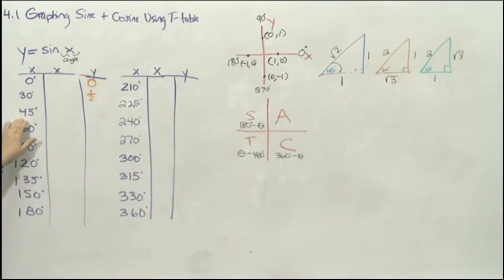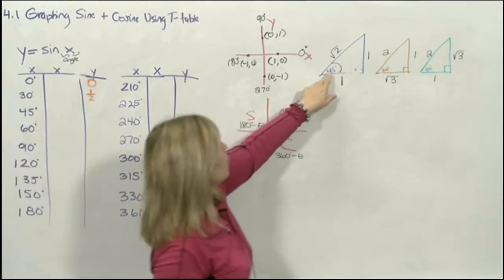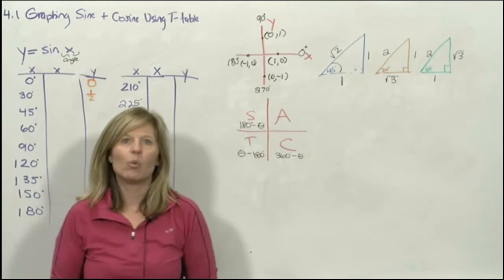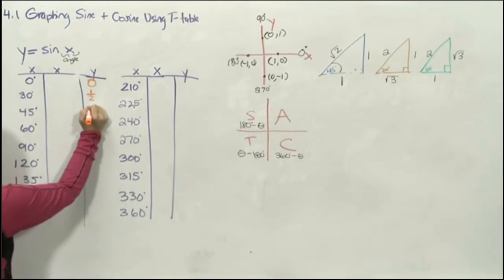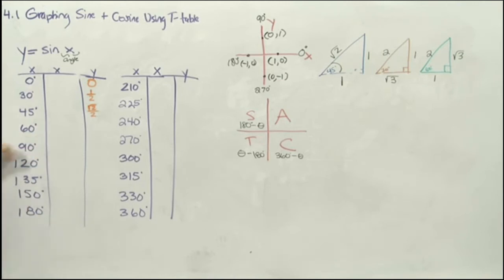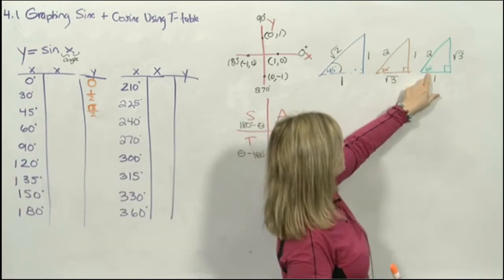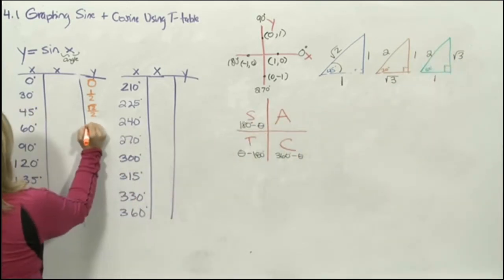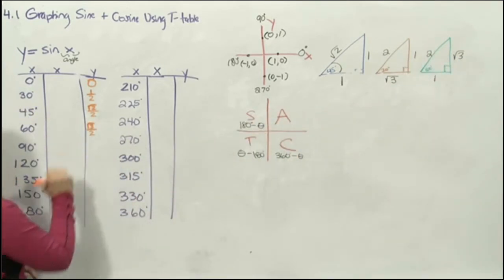I'm going to do the sine of 45 degrees. Sine is y over r, but I don't write 1 over square root of 2. I rationalize that to be square root of 2 over 2. I'm going to do the sine of 60 degrees. 60 degrees, y over r, square root of 3 over 2.